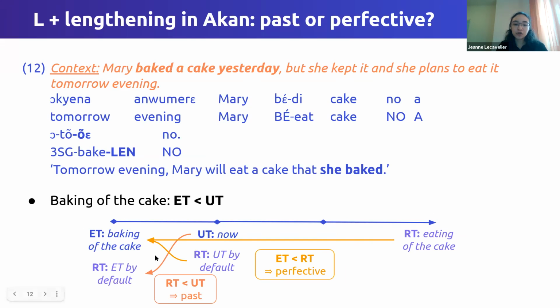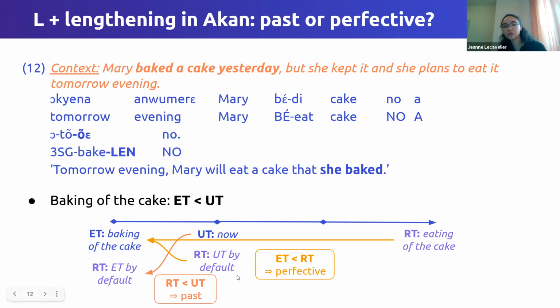But you don't know exactly what relation is coded with the reference time. So it could be that the reference time corresponds to the event time of the baking of the cake. So that was the same time, and then the low tone unlengthening would code that the reference time is before the return time, and then it would be a past.